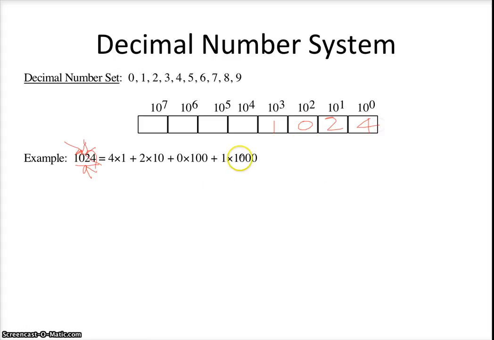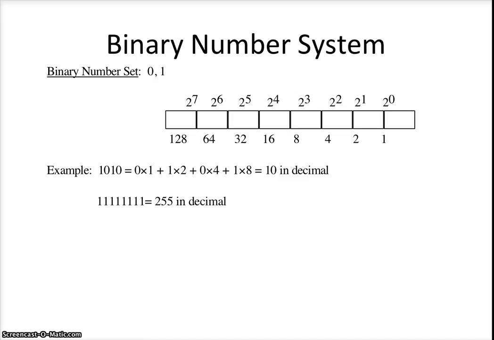So that's your 1024. The way you add that, of course, is 1 times 10 to the 3rd, 0 times 10 to the 2nd, 2 times 10 to the 1st power, which is 2 times 10, and 4 times 10 to the 0th power, which, by the way, is equal to 1. So that's 4 times 1. Okay, so how about the binary set?